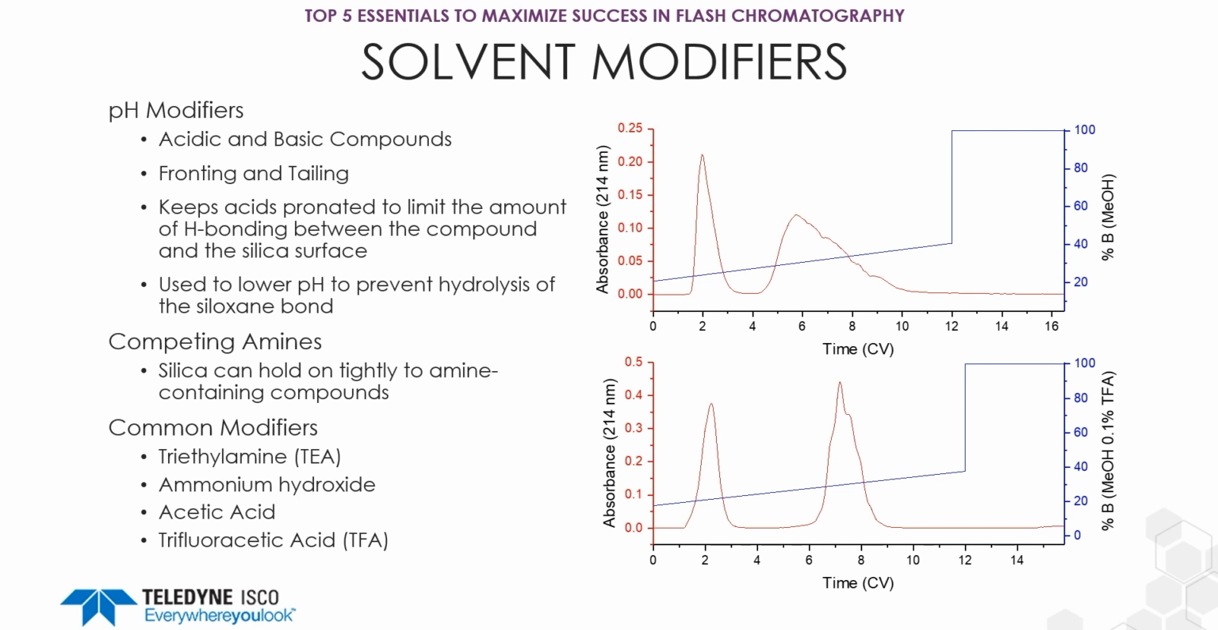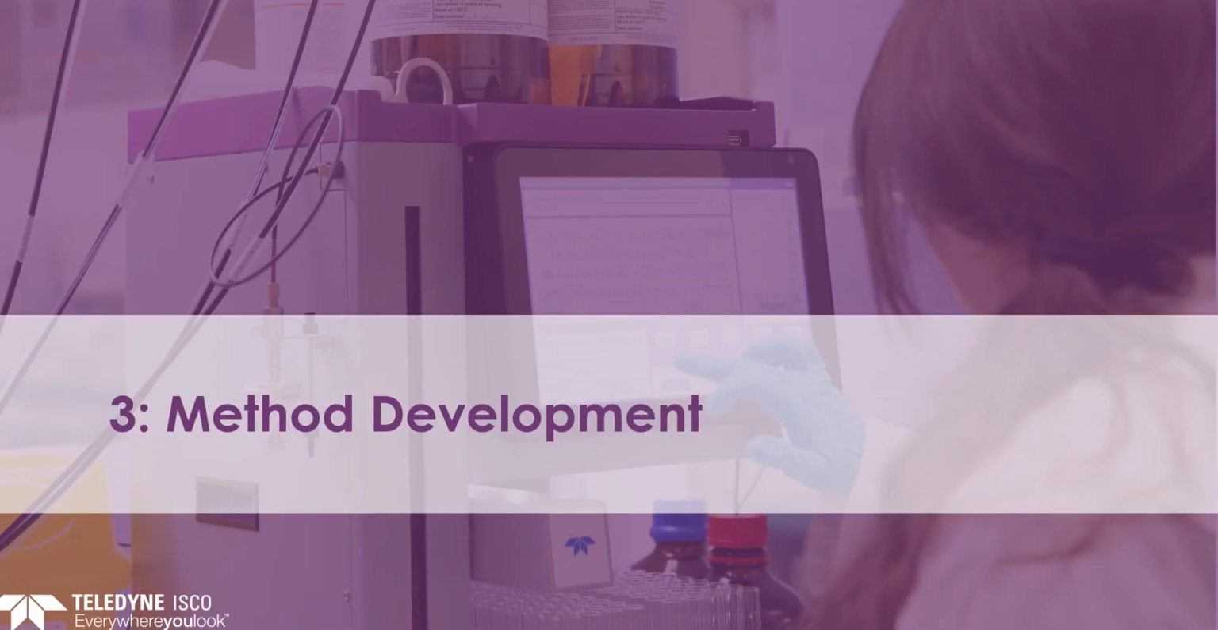Some common modifiers are triethylamine, abbreviated TEA. That one's used a lot. Ammonium hydroxide, acetic acid, and we already mentioned TFA, trifluoroacetic acid. Now we're on to essential number 3, method development.